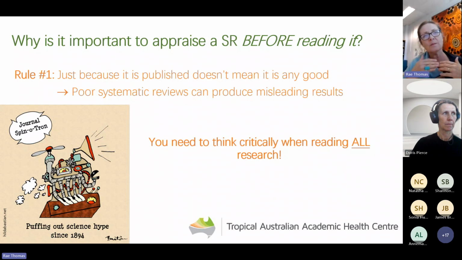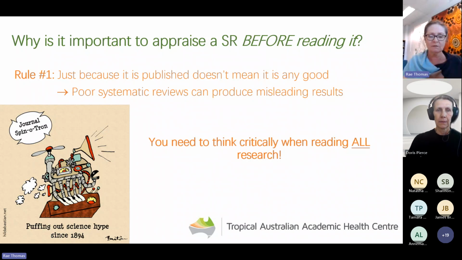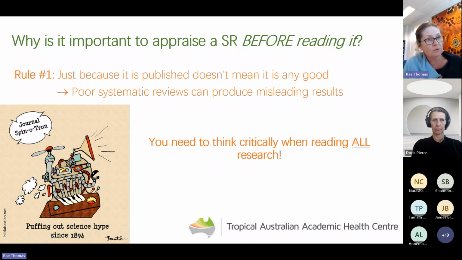So when we're thinking about our patients, when we're thinking about conducting a systematic review or appraising a systematic review, we have to think about the kind of systematic review, how it was done, and what studies have been included in that systematic review. You need to think critically about reading all research, okay? And this session is about how to critically appraise a systematic review.